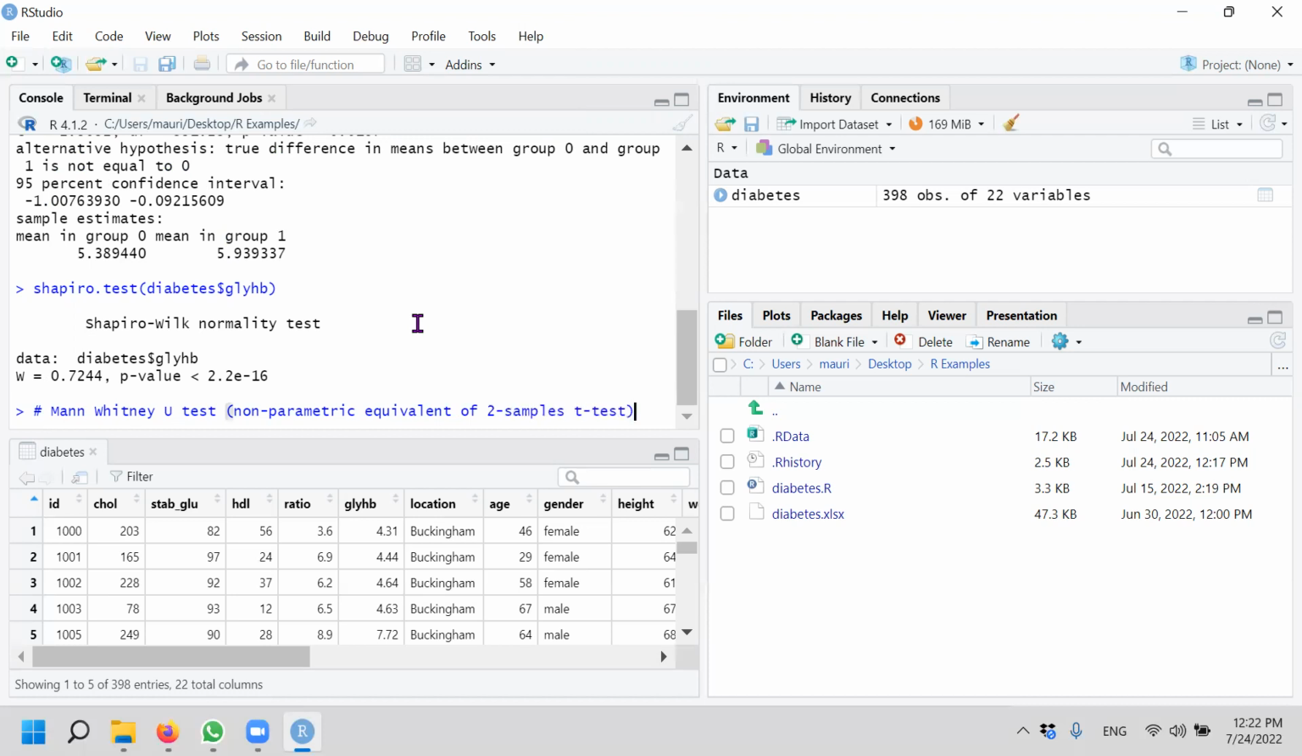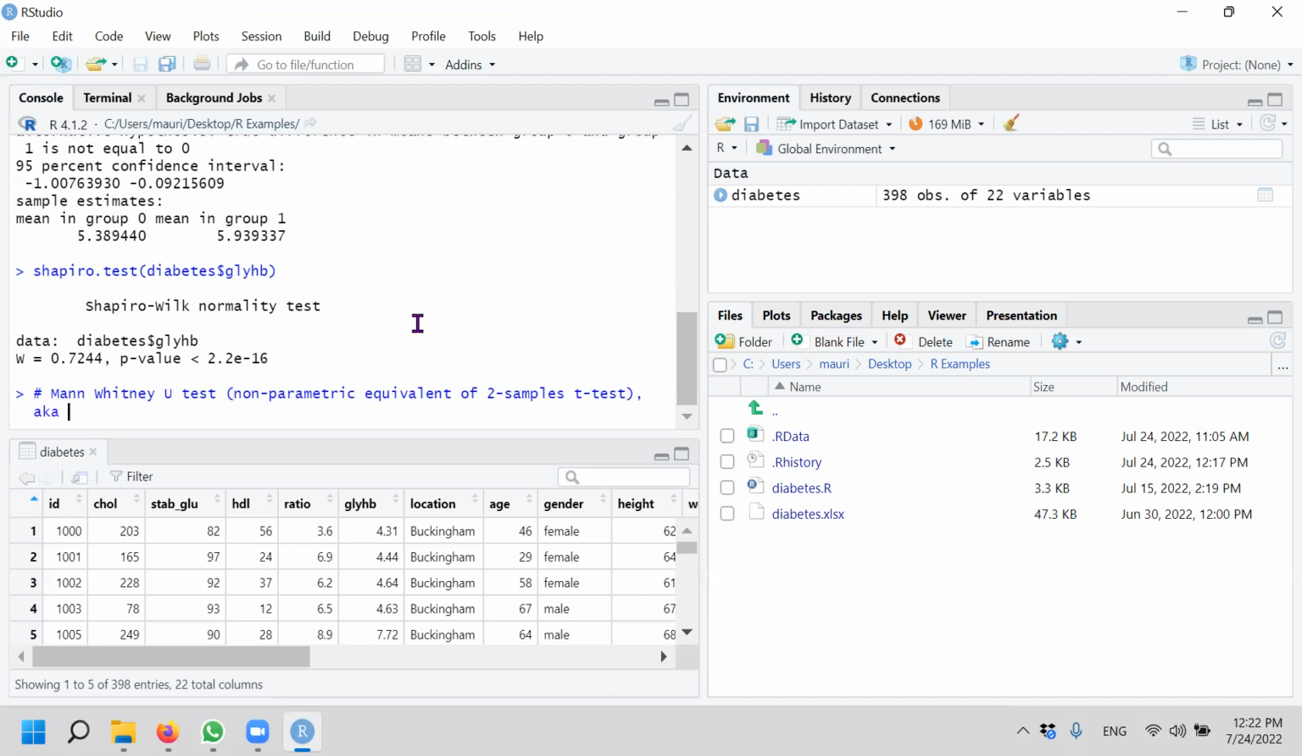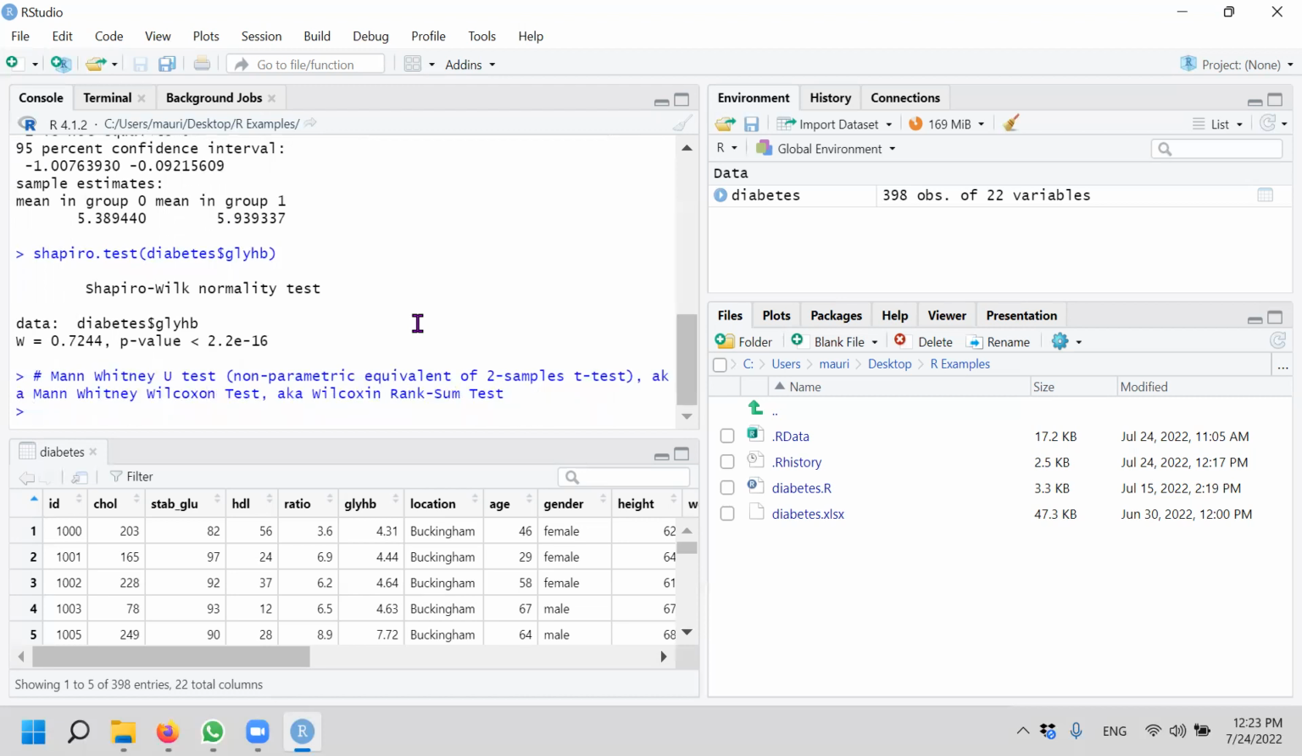Now if it's not normally distributed, then equal or unequal variance doesn't make a difference at all. There's no such thing. The Mann Whitney U test is also known by a few names: Mann Whitney Wilcoxon Test, also known as your Wilcoxon Rank-Sum Test. So there are a few names. They are actually the same thing. So how do we do that?